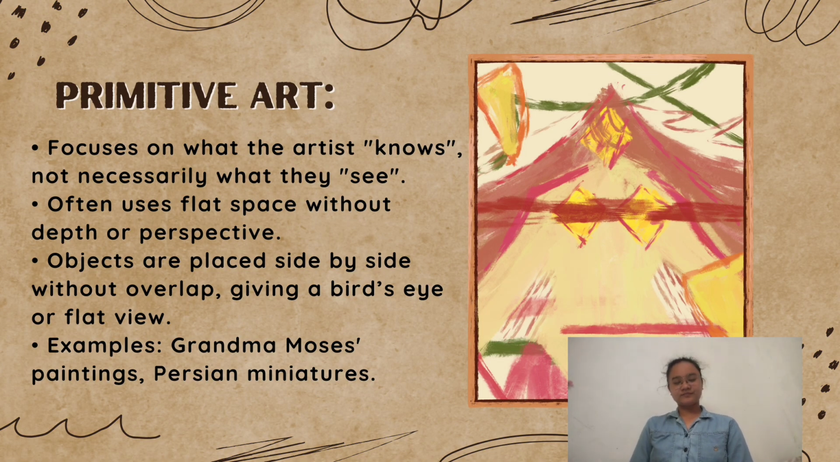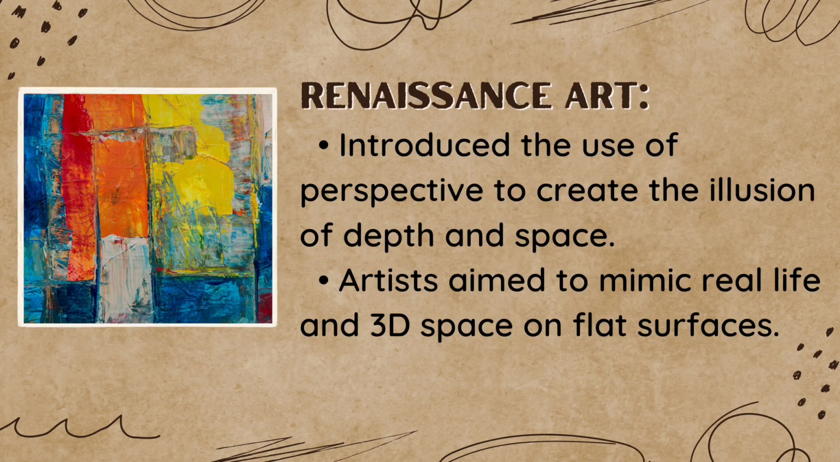Primitive art focuses on what the artist knows, not necessarily what they see. It often uses flat space without depth or perspective. Objects are placed side by side without overlap, giving a bird's eye or flat view. Examples are Grandma Moses's paintings and Persian miniatures.